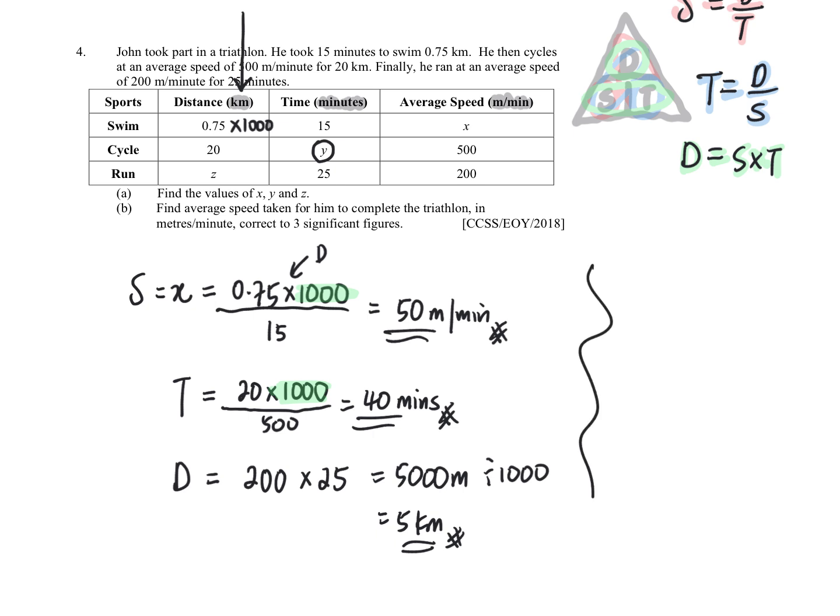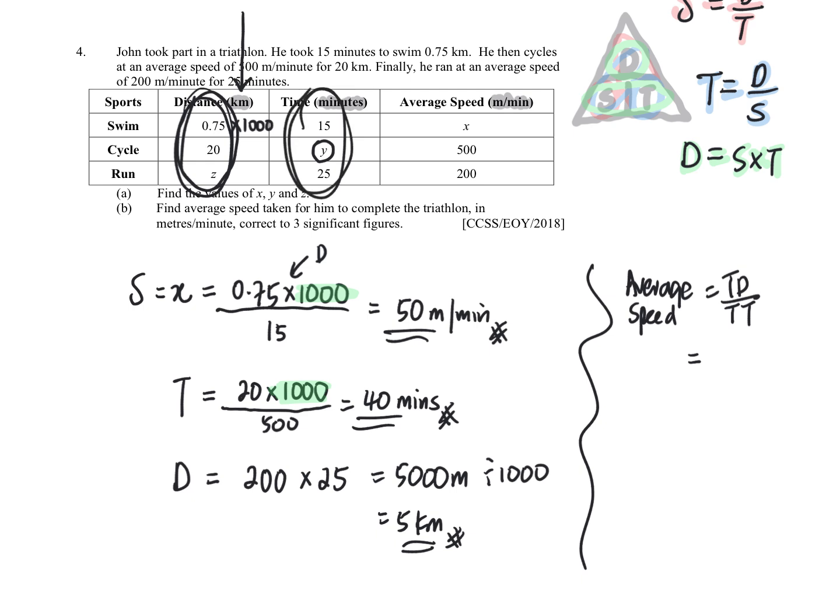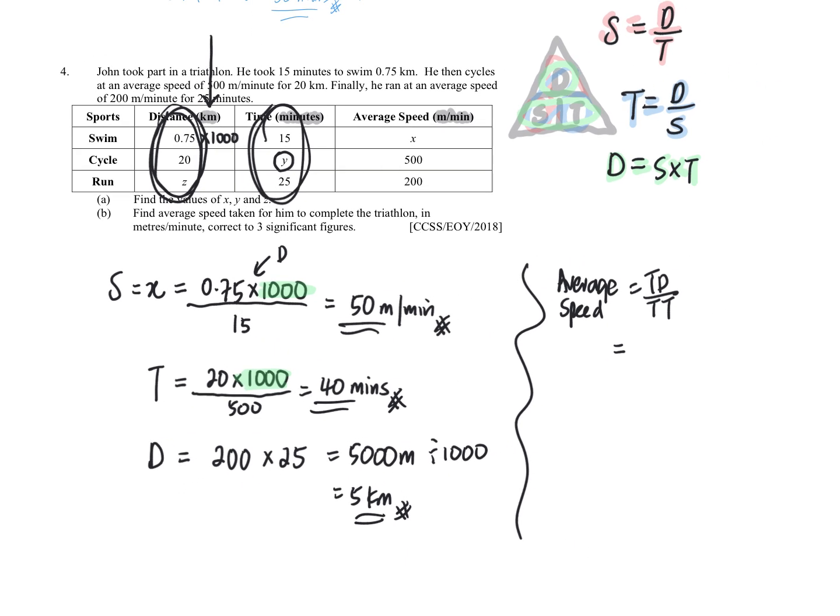Okay, last one. Average speed formula is not 3 speeds add up divide by 3. That's wrong. Okay? Average speed is total distance divided by total time. So you add up the total distance, then you divide by total time. But be careful, they say you must find your answer in meters per minute. So everything must be in meters. So instead of 0.75 is 750 meters. Instead of 20 is 20,000 meters.